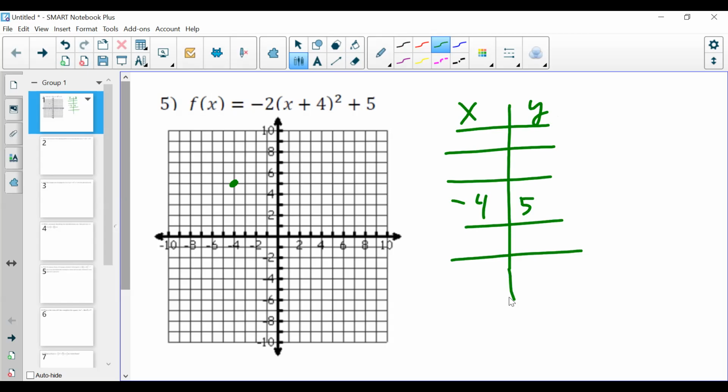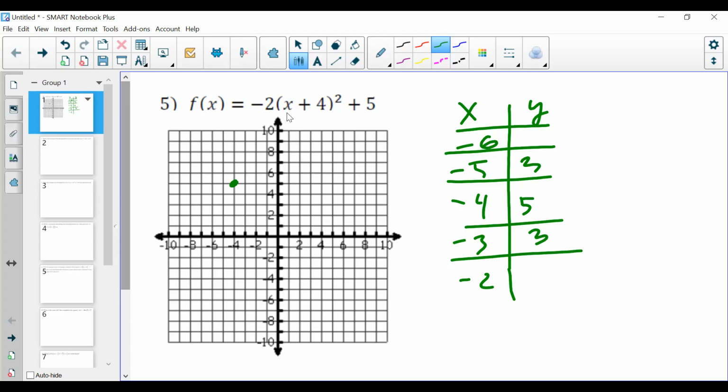I want to graph 5 points. I'm going to choose two bigger than -4 and two smaller than -4, so I can go -3, -2, -5, and -6. I only need to solve one half of this because they're reflections of each other. I plug this x value into the formula. When I plug in -3, -3 plus 4 is 1, 1 squared is 1, and -2 times 1 is -2, plus 5 gives +3. Since -3 is just as far from -4 as -5 is, they're reflections of each other, so that's also going to be 3.